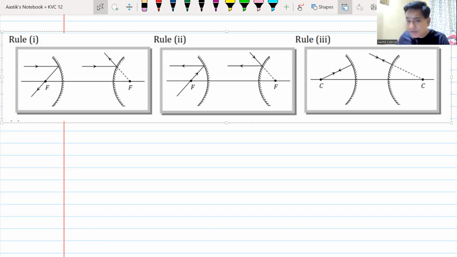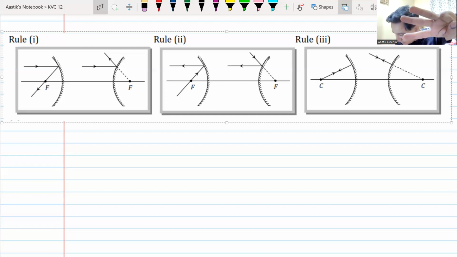Yes, sir. Can anyone tell me what is rule number 1, what is rule number 2, what is rule number 3? Looking at the diagram. Quick, 1 minute answer. How are we going to trace the ray diagram? The answer is on the screen. Can anyone tell me the answer? So, when the incident ray is parallel to the principal axis, the reflected ray passes through the focal point. That is rule number 1. Rule number 2: when the incident ray passes through the focus, the reflected ray is parallel to the principal axis. So that is the reverse of rule number 1. Yes or no? Yes, sir.